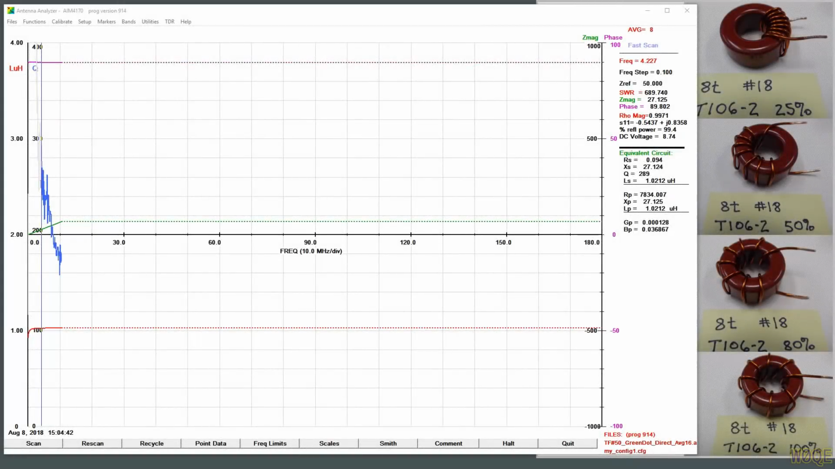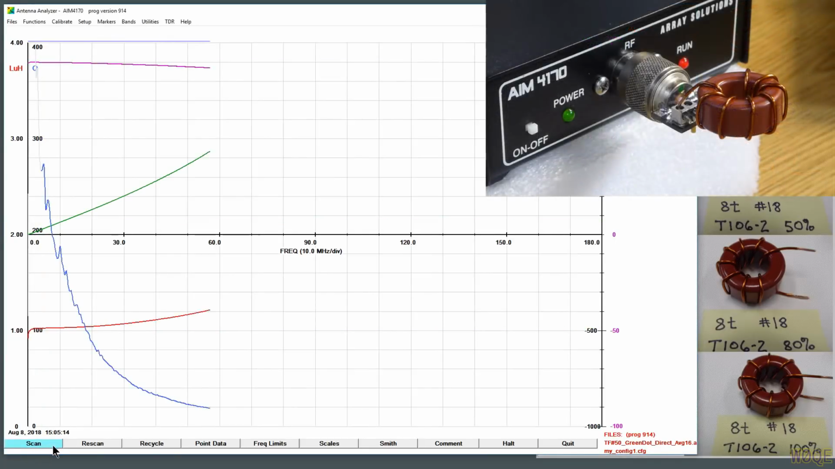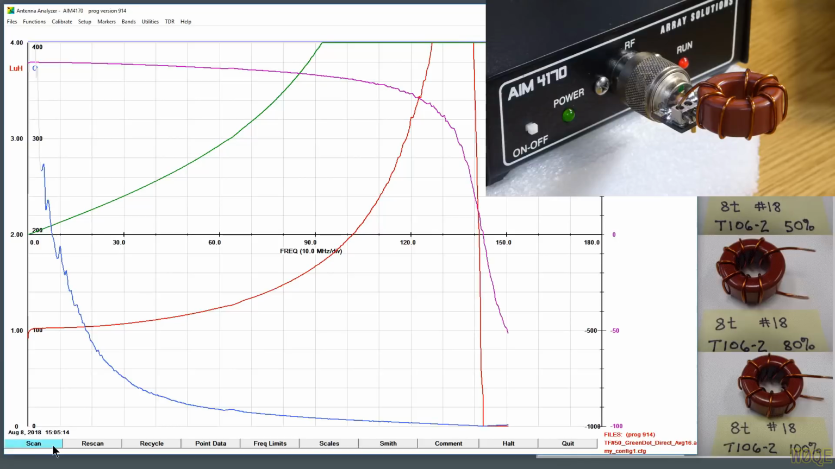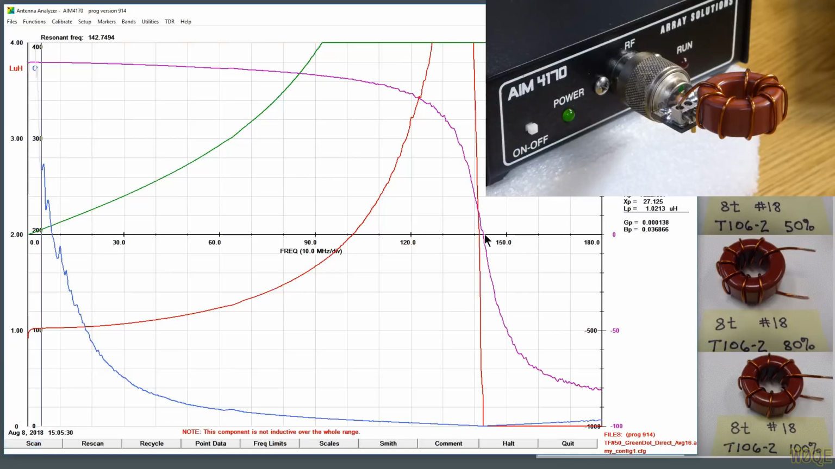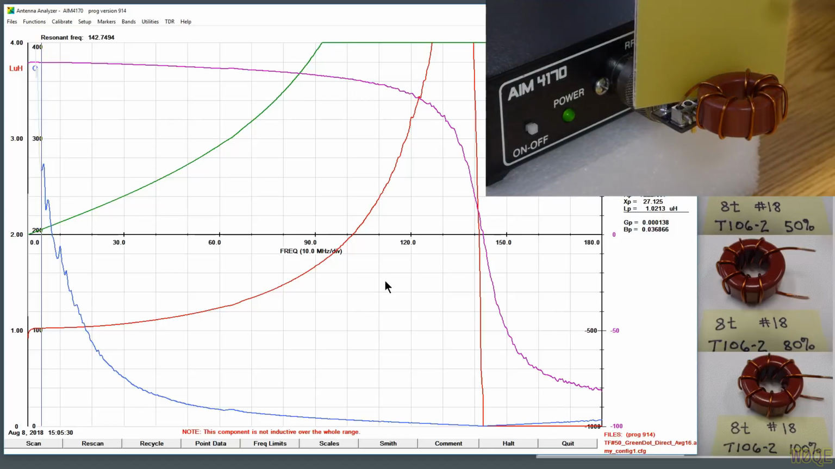Let's now look at the same core that we had here for the 80% case. It's shown in 4170 right now. Let's do a quick scan of that. And we see what we saw before, resonant frequency just above 140 megahertz, and we see it being 1.02 microhenries. And now let's assume we're going to mount this on a circuit board and we're going to lay it down flat. We can mount it on a circuit board like this, which is how I normally would do it, which changes things just ever so, almost imperceptibly.